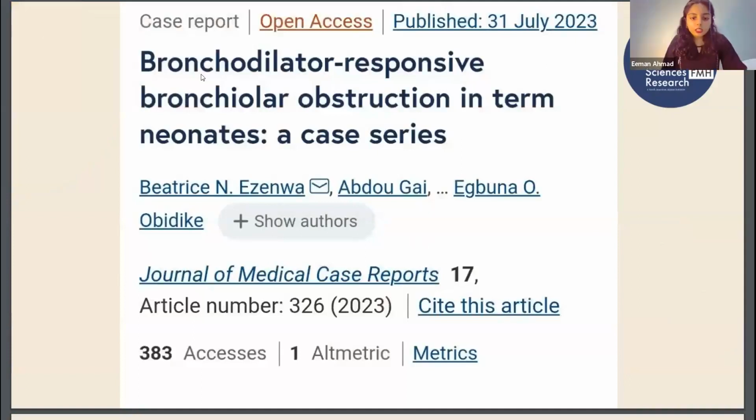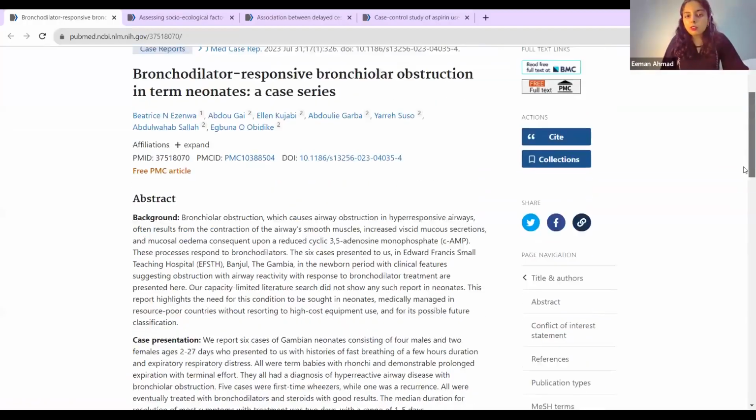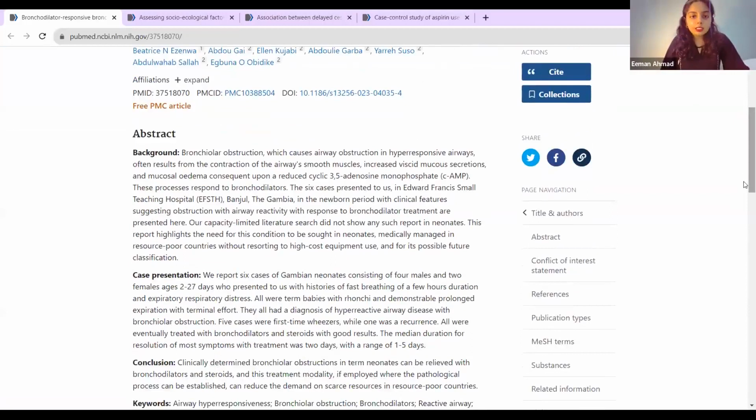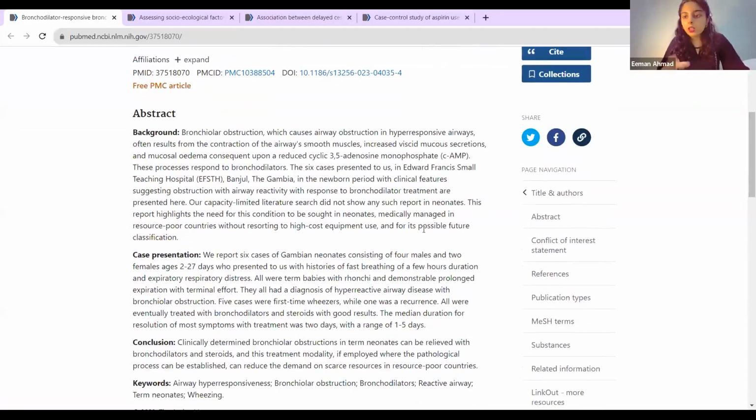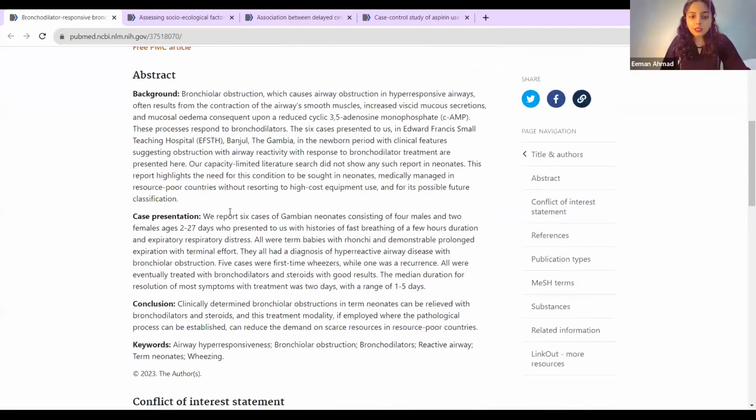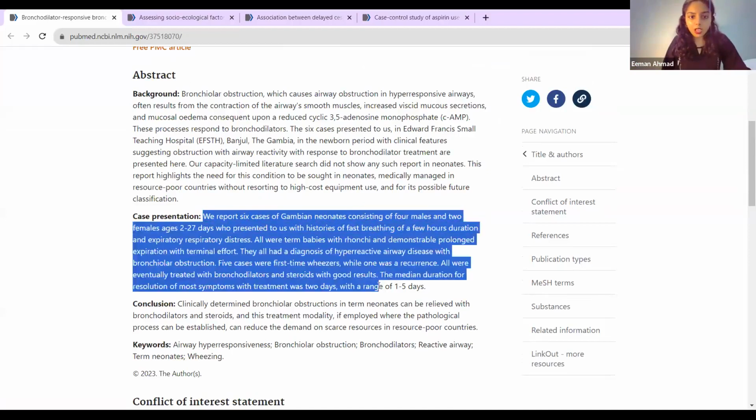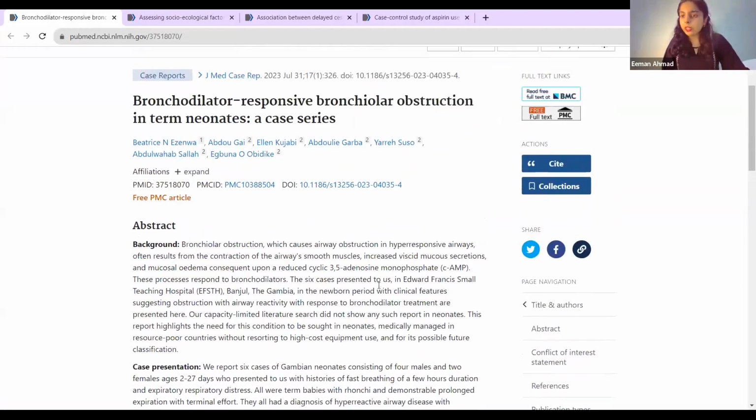Okay, so let's look at a case series together. This is an example that we found. The difference between a case report and case series is the fact that in a case report you are reporting one patient. You are reporting one case. In case series, you are reporting multiple cases with the same disease or with the same rare presentation, whatever your finding is. So as you can see, they've said we report 6 cases of Cambian neonates. And yeah, that is the only difference between case reports and case series.